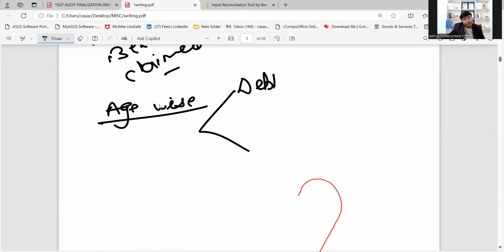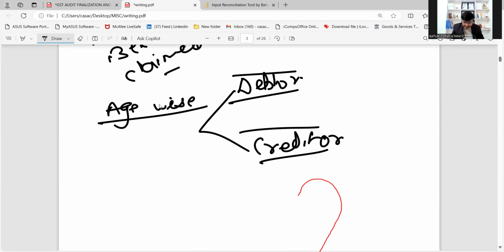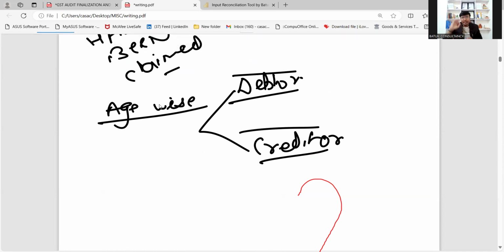One is my debtor, another is my creditor. Now you will say that sir, creditor we are demanding from the perspective of section 16 subsection 2 का proviso. That means whether that person has made the payment to the supplier or not within 180 days. In that case, reversal of ITC हमको ये check करना है.